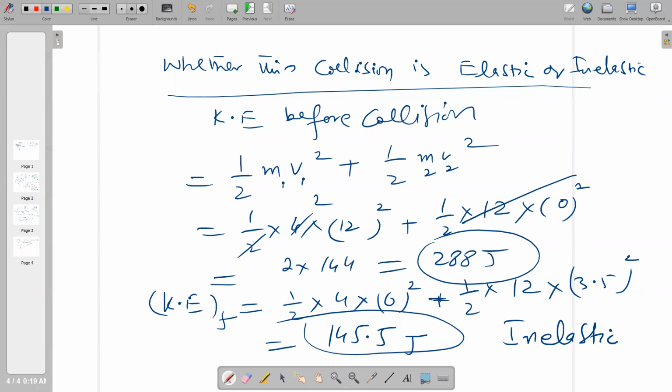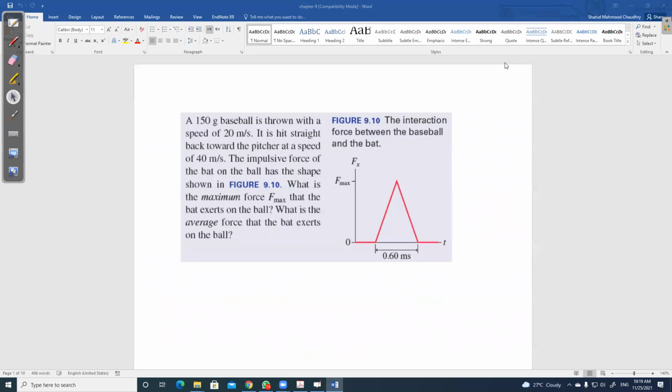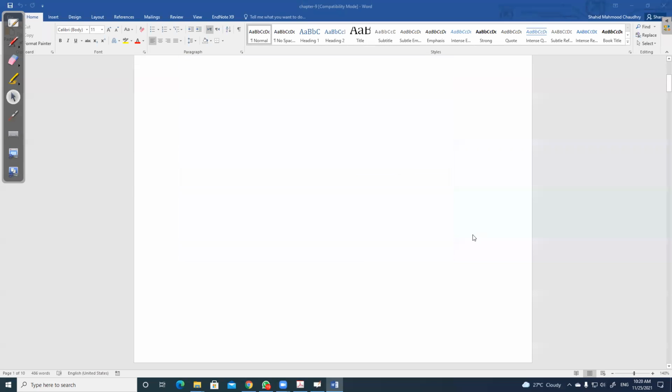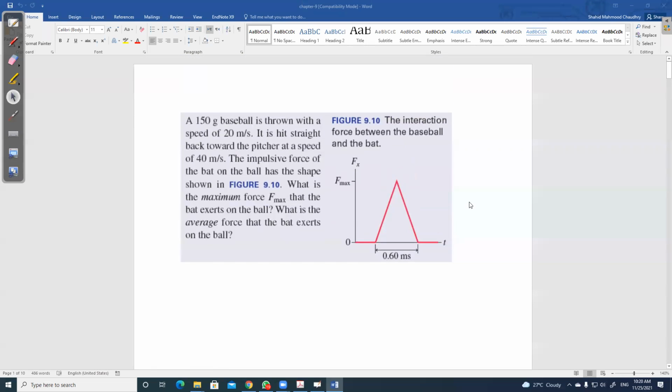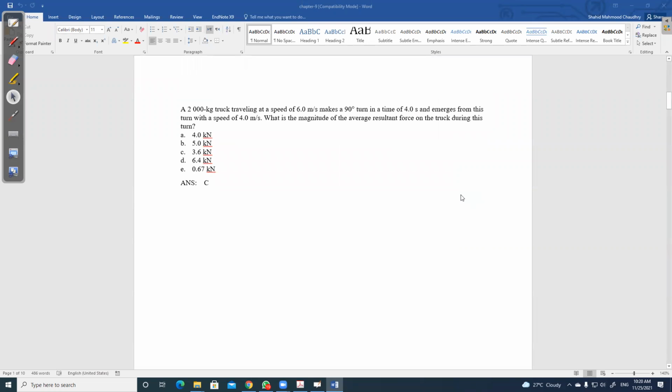After this, now I want to solve the problems from our previous class. Let's see, I will just share those problems. Okay, now you can see last time we solved this problem, and now I want to solve this one.